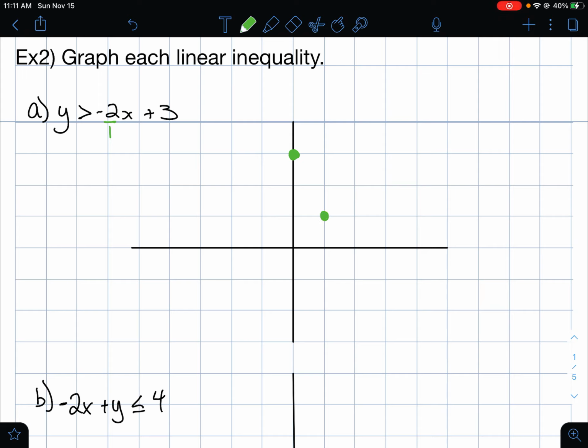So what I'm going to need to do is graph this with what we call a dashed line.